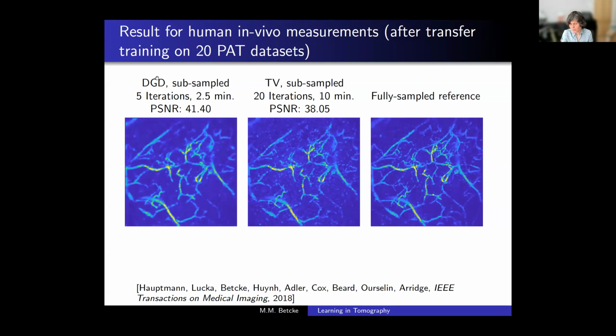And when we use 5 iterations of the unrolled method after this transfer training from the synthetic data, this is the result that we are getting. So it's not perfect either, but in terms of quantitative metrics, it beats the total variation. It took only 5 iterations, so it took only 2.5 minutes.